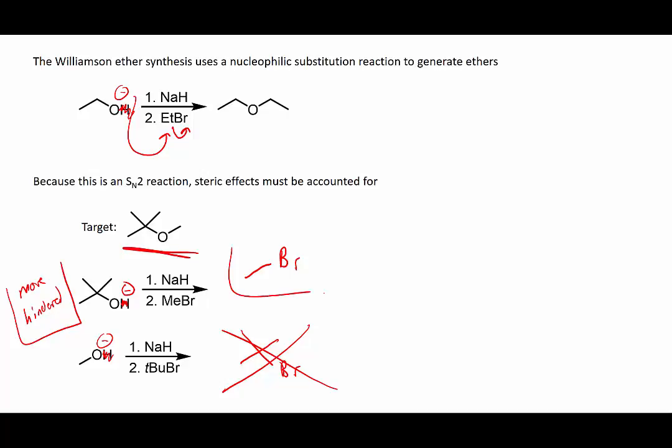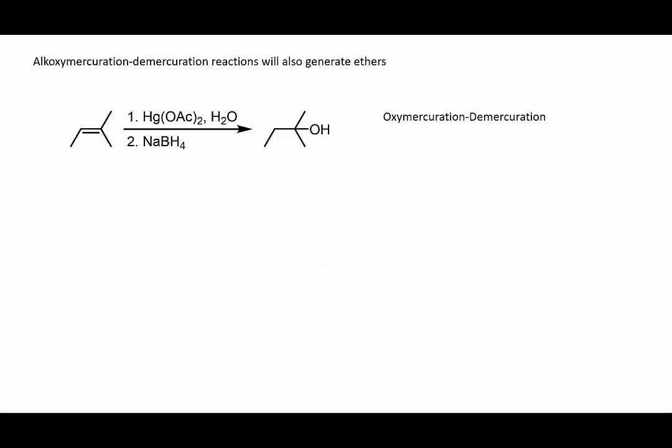Another way to generate ethers is using an alkoxymercuration demercuration. You should recall that in an oxymercuration demercuration reaction, we use mercury acetate and water. This generates a three-membered intermediate, and then the water will attack that at the more sterically hindered site, because this site is also more stable in terms of being a carbocation. You can then reduce off the mercury. So this will give us the Markovnikov product.